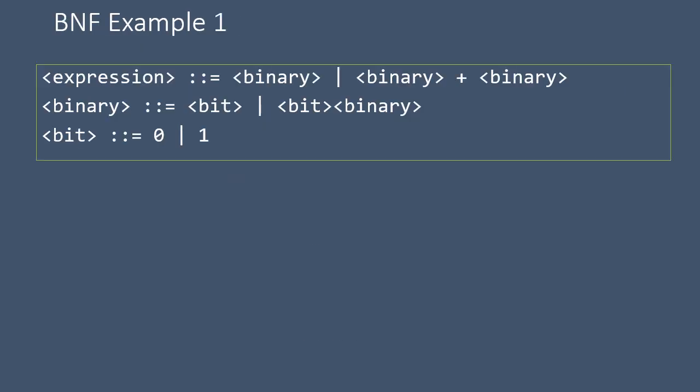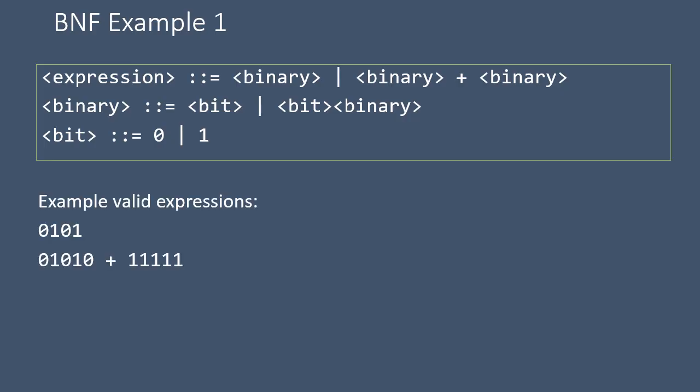Let's have a look at an example of some Backus-Naur form production rules. So we're going to do this really simple example where we have a set of binary numbers that we can express either as a binary number or as an expression where we're adding two binary numbers together with an arbitrary number of bits. So examples of valid expressions are given here. What we're going to do is take this set of production rules and show the equivalent of what it looks like as syntax diagrams.